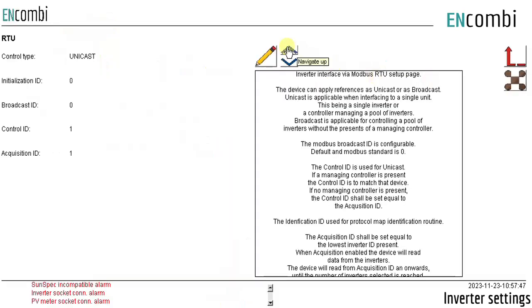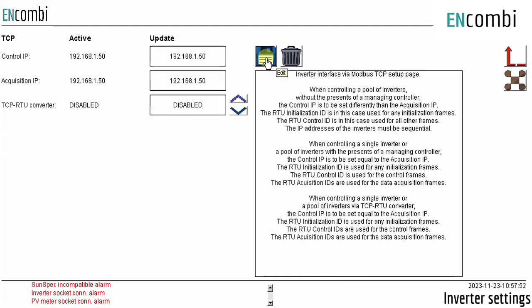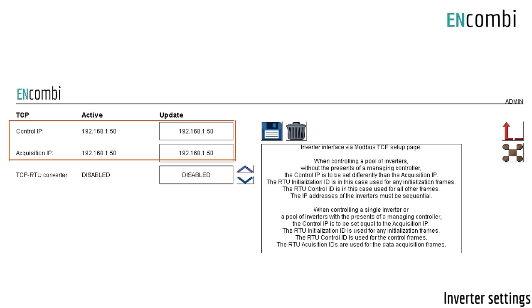Move to the TCP setting sub-menu and click on the Edit button. There you have the IP address editing option for the control function and acquisition function. For this installation, the control IP is to be set differently than the acquisition IP. The control IP will be the lowest IP address in the sequence. Then you have to set the acquisition IP, which will be the next lowest IP in the sequence. When you do the setting, the IP addresses of the inverters must be in sequential order, then the controller takes the sequence until it reaches the entered number of inverters.